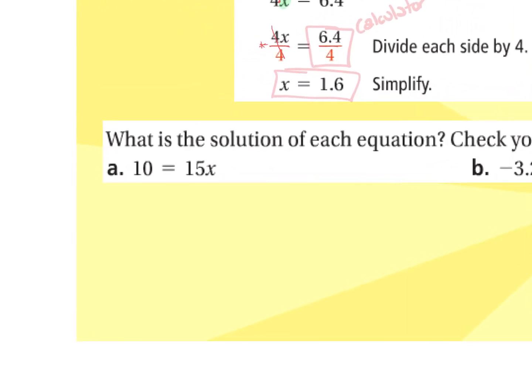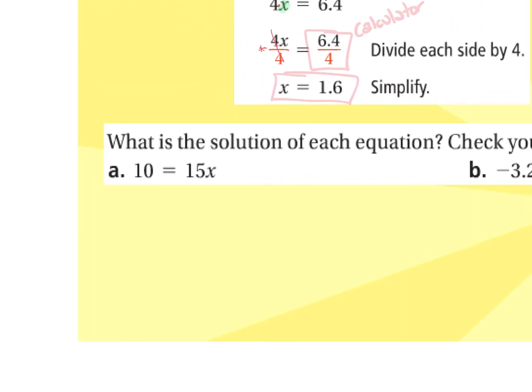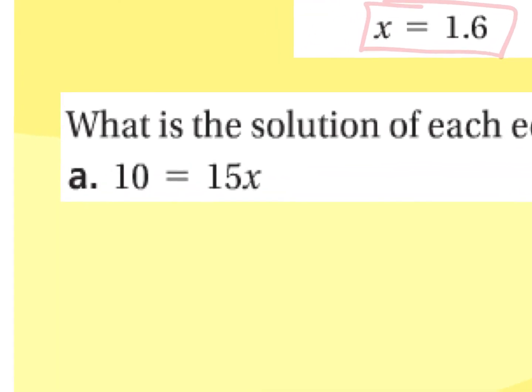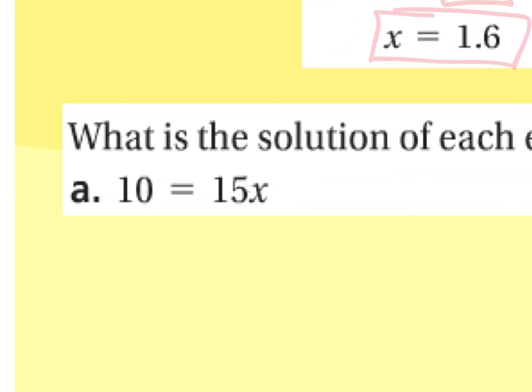If we take a look here at part A, I have 10 equals 15x. Again, the 15 and the x are put together by multiplication. So if I think of the inverse operation, it'd be division. So now I'm going to divide each side by 15. Matching pairs top and bottom go away. I get x equals 10 over 15, or we can simplify that.